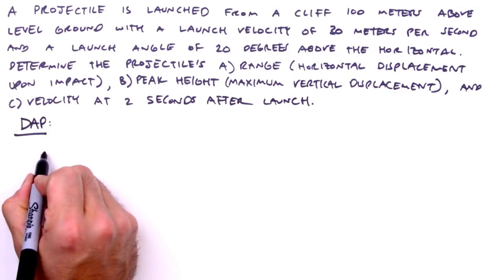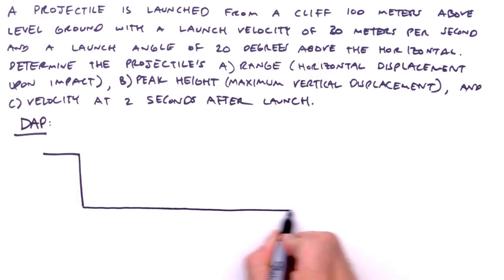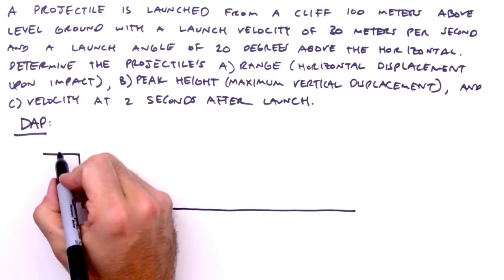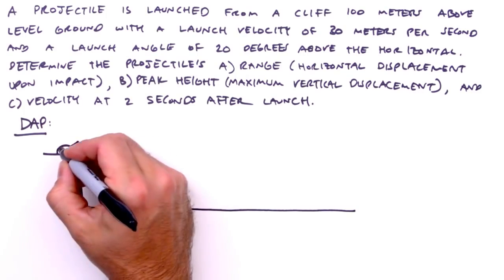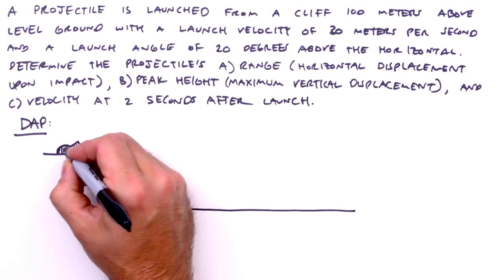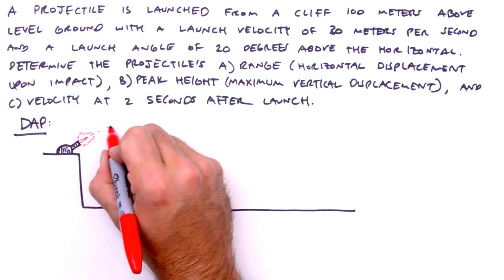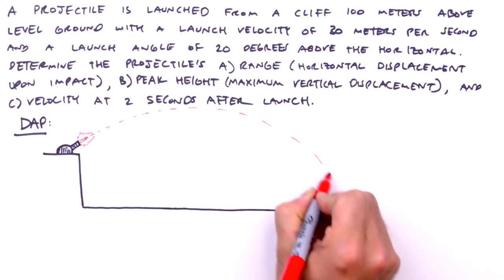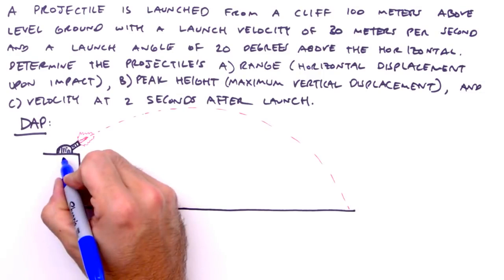So here's the cliff from which our projectile is launched. And here's the level ground below. We'll draw a cannon to fire the projectile and also to mark its initial position. And there's our trajectory. And we're done with the picture. Not much to this one yet. So what are our knowns and unknowns?